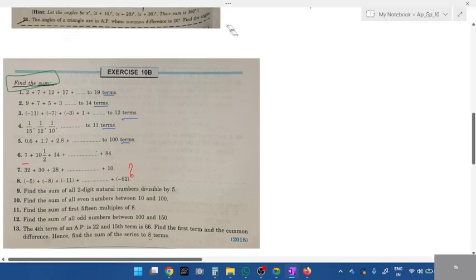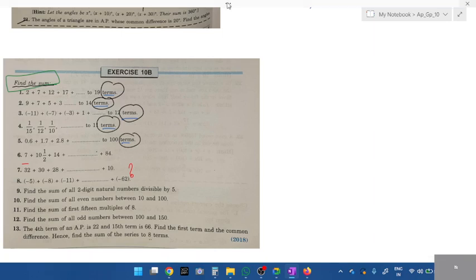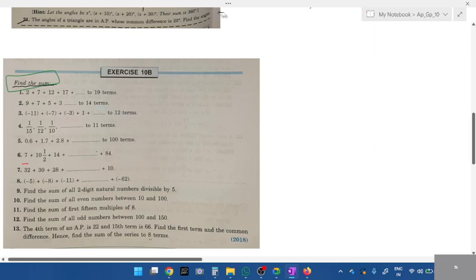N value is given or Tn value? What are the words mentioned here? Respond. What is given here? Terms, right? If it is terms, what do you take, T of n or n? Terms meaning is n. Very good. Term is n. So look at this question, fifth question, students.